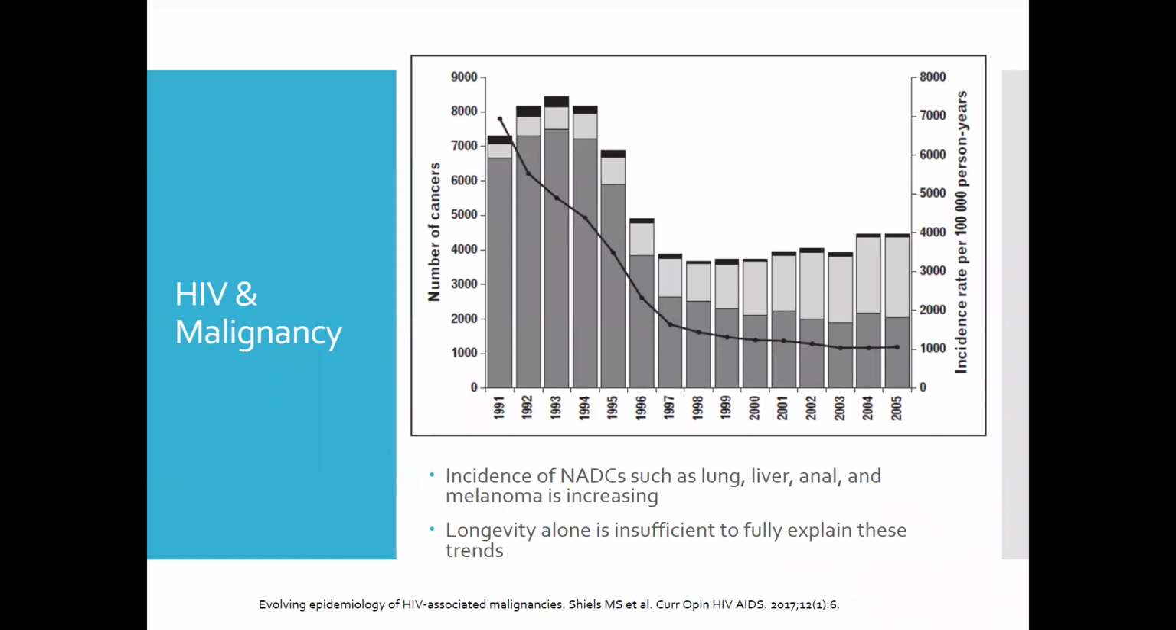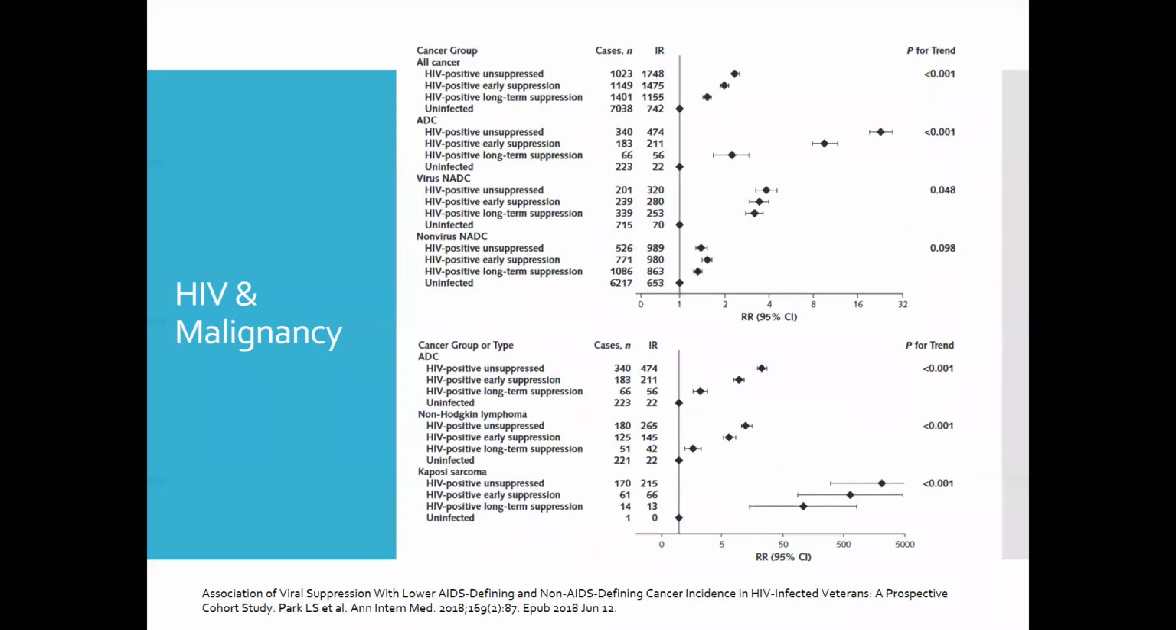And this is another good graphical representation of the point that I just mentioned. The darker shade is representative of the AIDS-defining cancers, and we see that the incidence is reducing, whereas the lighter shades are the non-AIDS-defining cancers, which have actually been increasing. Now, how about the AIDS-defining cancers decreasing with antiretroviral therapy?